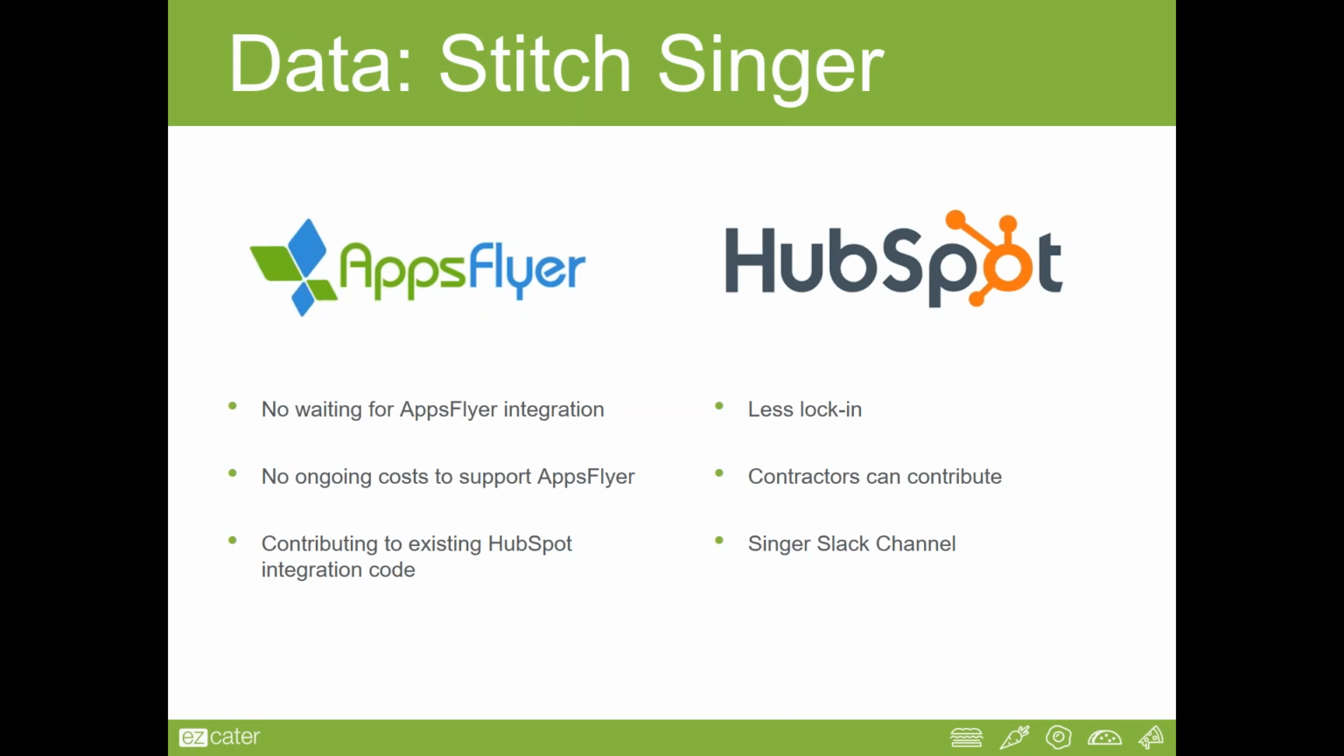And guess what? That's exactly what Singer does, right? So we wrote it as an AppsFlyer tap. We wrote it open source, and then it got integrated in by Stitch. And so now we contributed that basically to the community. Now you don't need to do that. The HubSpot integration already existed, but we needed some special things. There were some fields and various things like that we needed, and so we were able to do multiple pull requests into an open source repository and have that integrated as well.